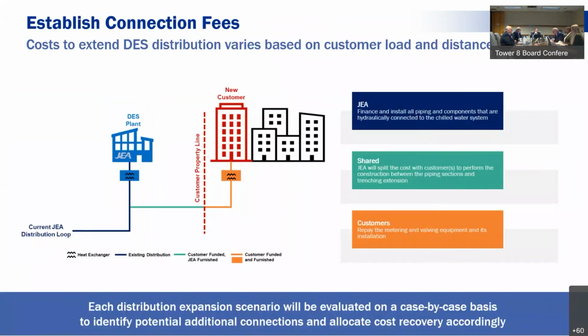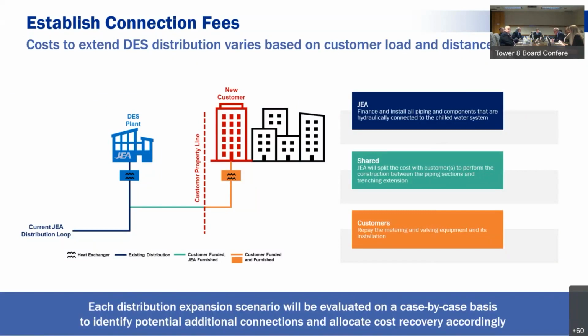So first, connection fees. The cost to connect customers to the chilled water system varies based on customer load and distance from the plant. JEA funds the plants and the piping that is hydraulically connected to the chilled water system, and that's identified in the blue line. And these are pipes that currently exist.